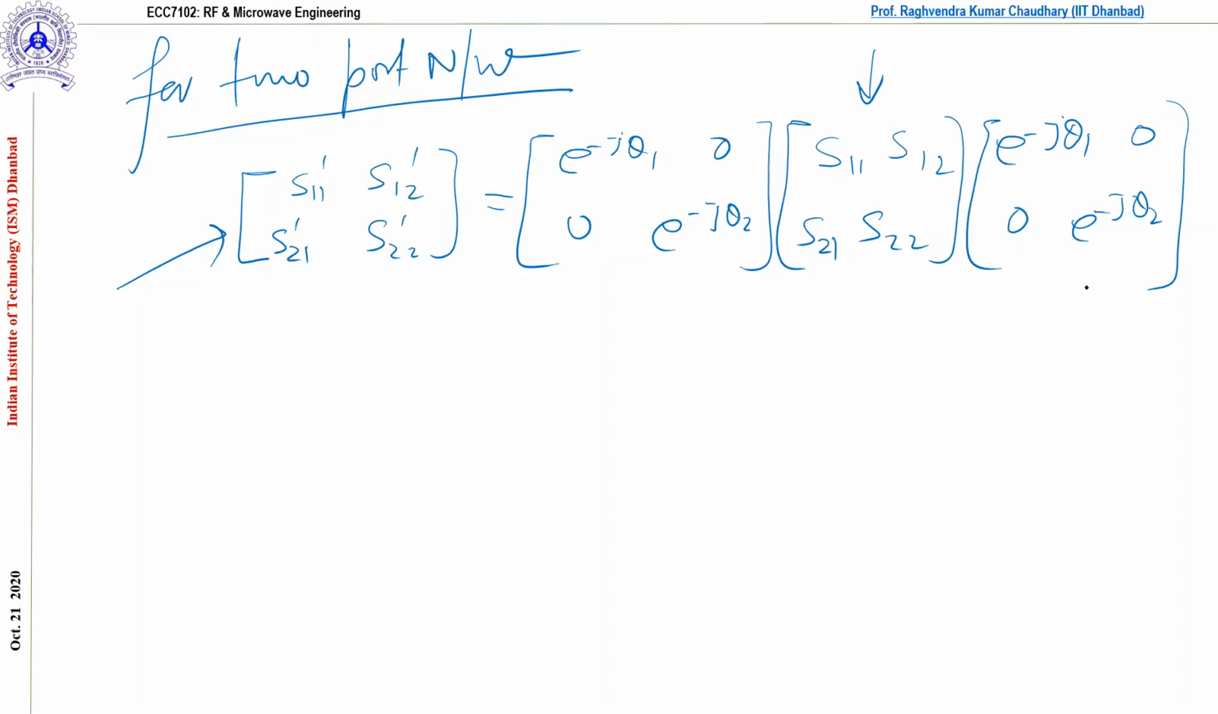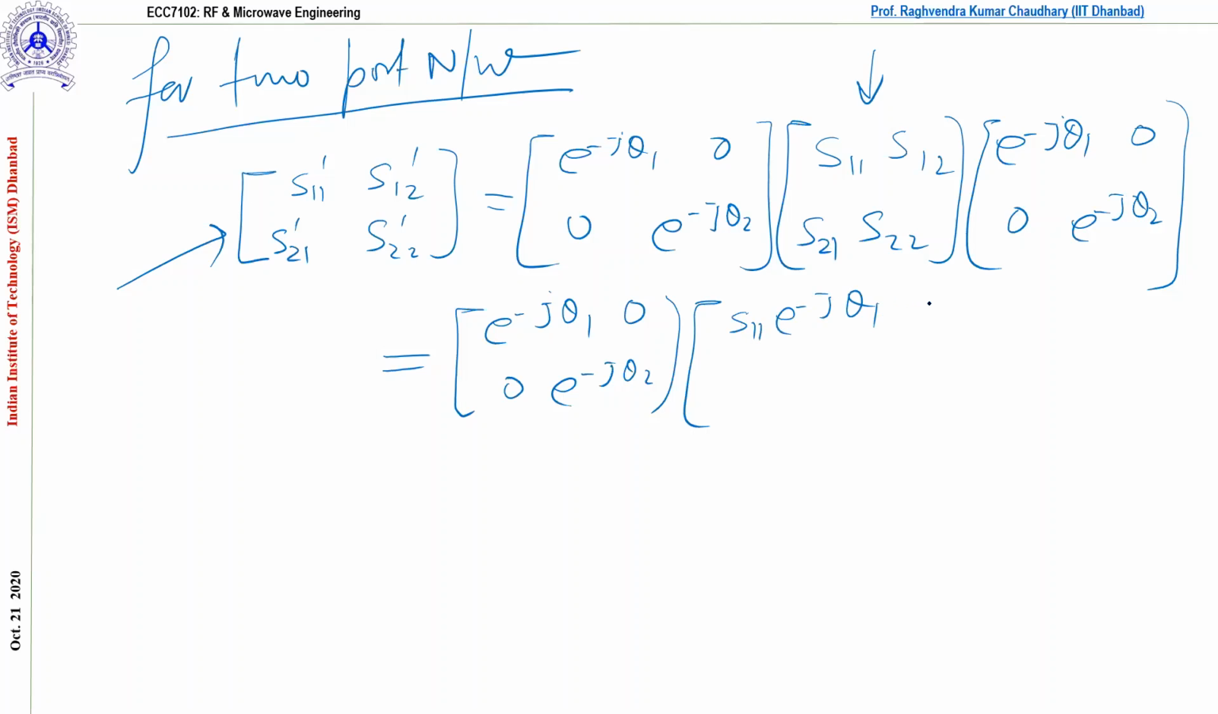Fine. Now let's rearrange all those things. Correct. You have to multiply. So first, this will be kept as it is. And let us multiply this. So this will be S11 e to the power minus j theta 1, S21 e to the power minus j theta 2, S21 e to the power minus j theta 1, S22 e to the power minus j theta 2.